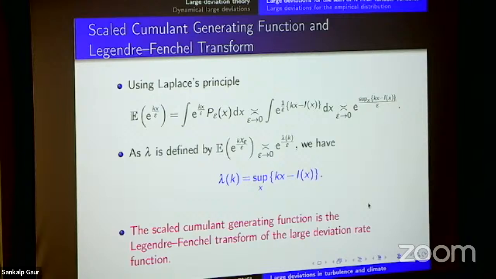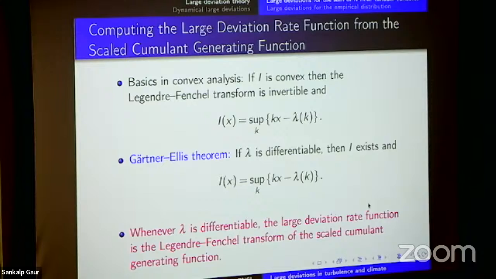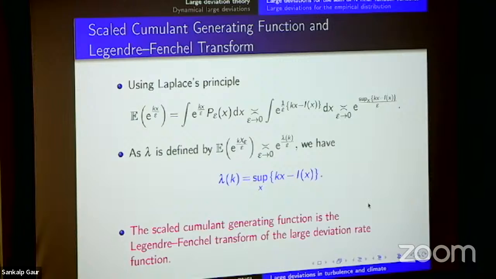The point is that sometimes it's very easy to compute the scaled cumulant generating function. And so we would like to understand whether we can invert this formula or not. Is it allowed to invert this formula or not? And if we can do that, how shall we do?